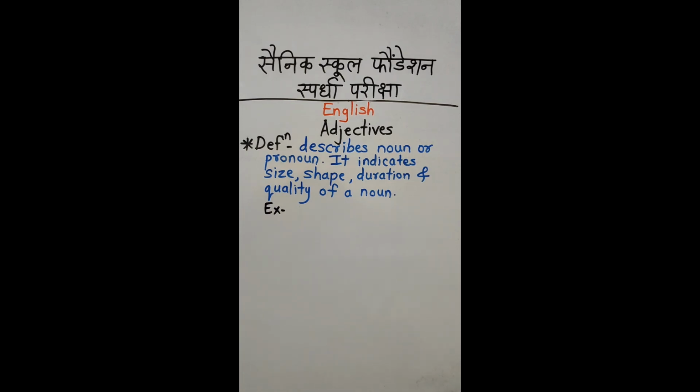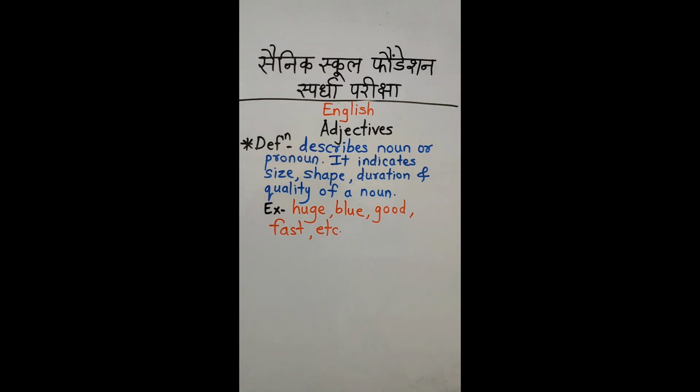Adjectives are words which describe a noun or a pronoun in a sentence, and they also indicate the size, shape, duration and quality of a noun. That means by using these words we can identify how a noun or pronoun in a sentence looks, meaning their shape and size, duration, qualities, etc. For example, huge, blue, good, fast, etc. All these are examples of adjectives.